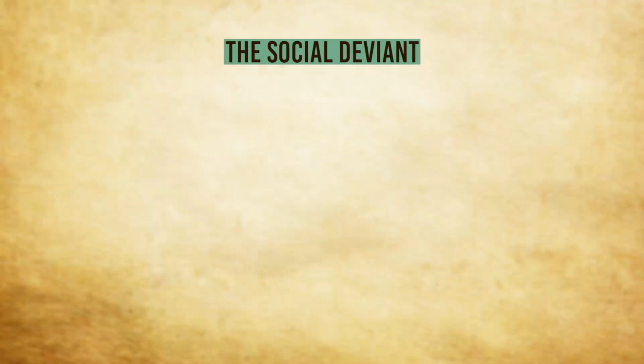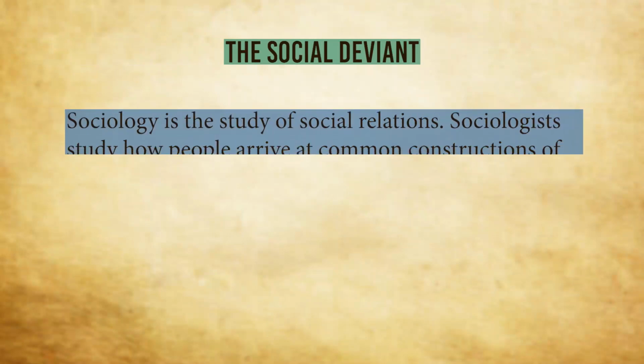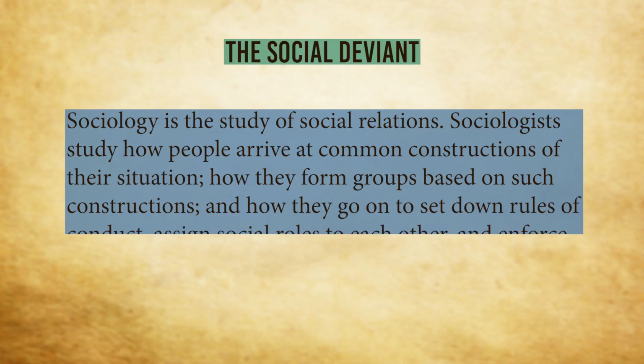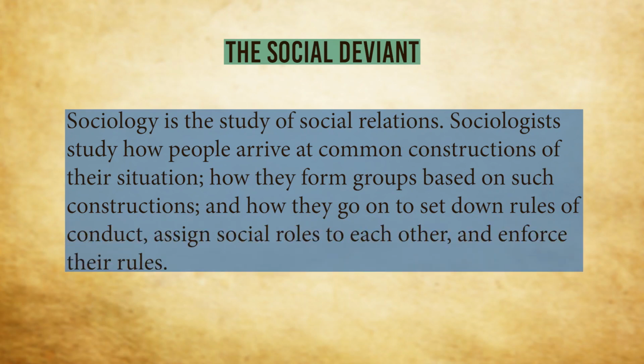And the fourth point that we are trying to say is the process of deviance, the process through which different types of labels are created, and that is how society is differentiated, hierarchized into different labels or different tags, and that is what cuts across the belly of the society. The social deviant. Sociology is a study of social relations, and sociologists study how people arrive at common constructions of their situation, how they form groups based on such constructions, and how they go on to set down their rules of conduct, assign social roles to each other, and enforce their roles.